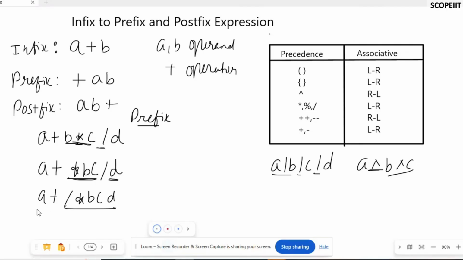Now this is one term and this is one term. Now what do we have to solve? We need to solve this plus. So it will become plus A divide multiply BC D. Now this is all about the prefix.